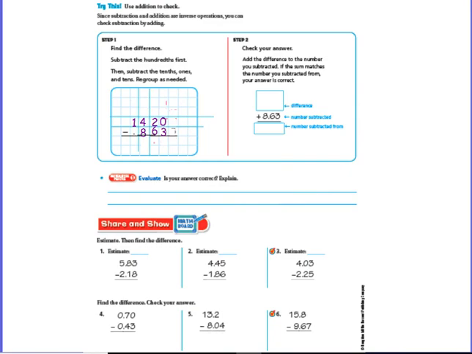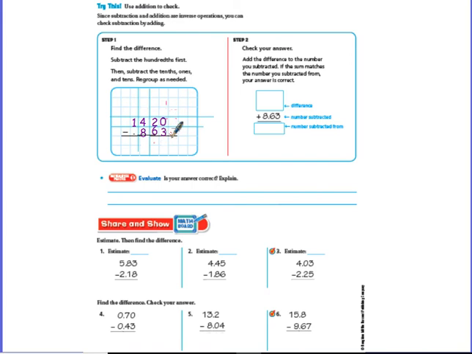Let's move on to the next page. So let's look here. Use addition to check your work. Oh, awesome. I love it when we check our work. So how do we check our work when we have a difference? Well, once we find the difference of this problem, so let's quickly do the difference here.